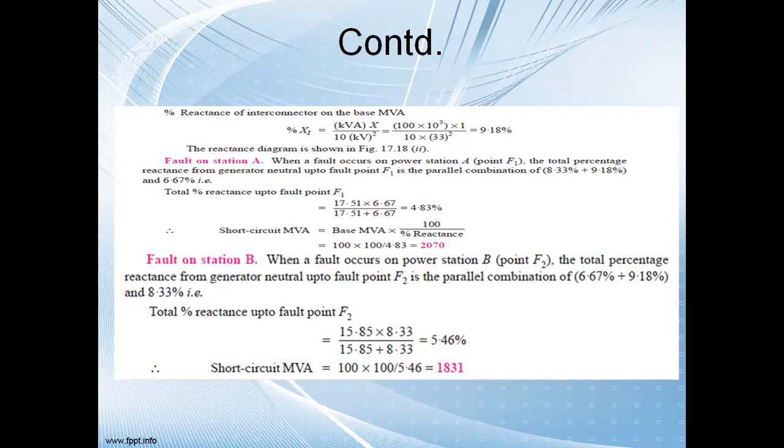Okay, so this problem is clear. Any doubts? Should I proceed to the next problem? Yes, sir. Okay, fine.